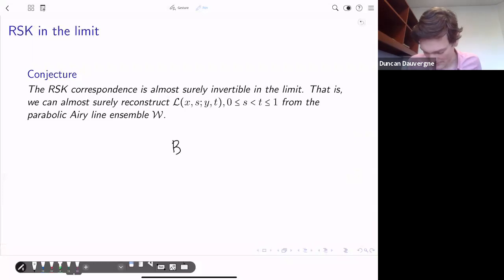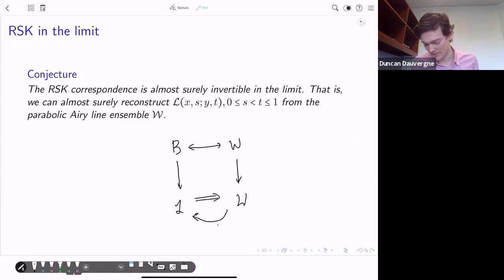So basically you have B, you have W, you have a correspondence here, B converges to L, W converges to script W. We can go from L to W. The question is, can you go back? The belief is that this parabolic Airy line ensemble is somehow giving you all of the information to almost surely construct the entire directed landscape on a strip between 0 and 1. What these Airy sheet theorems tell you is that you can reconstruct the values when S equals 0 and T equals 1. But the belief is that you should be able to do it at all times in between.